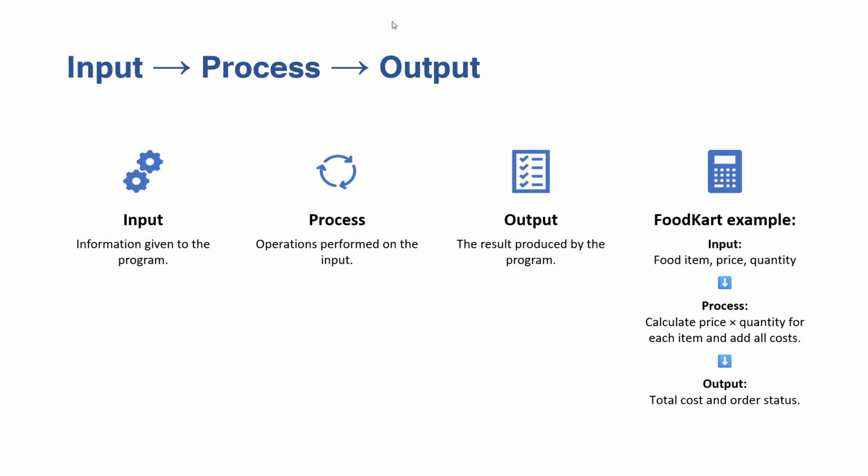Now let's apply this to our FoodKart example. The input is the food item, price and quantity. The process is multiplying the price by the quantity for each item and then adding all the costs. And the output is the total cost and order status. So remember, input goes in, processing happens, and output comes out.